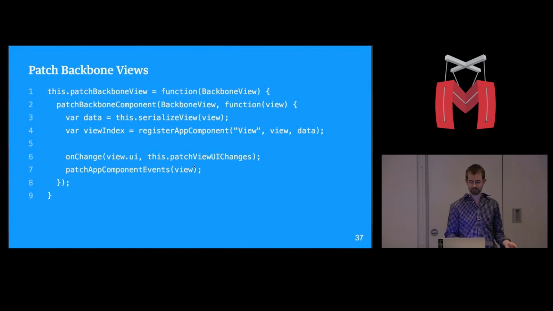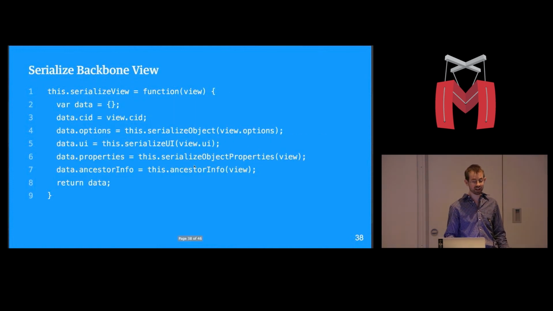Patching just means as soon as a new view is detected, serialize it, register it, and then listen for changes to that view. Serializing is saying whenever we want to serialize a view, go get its options, its UI element, its properties, and then ship that data up to the inspector.